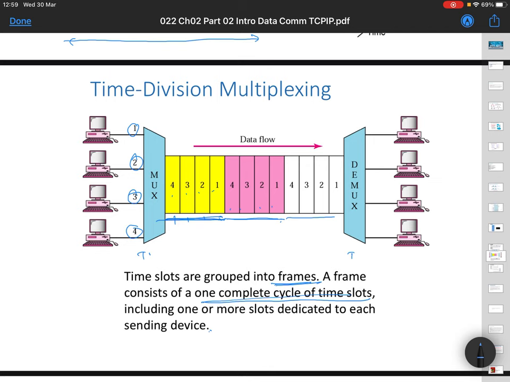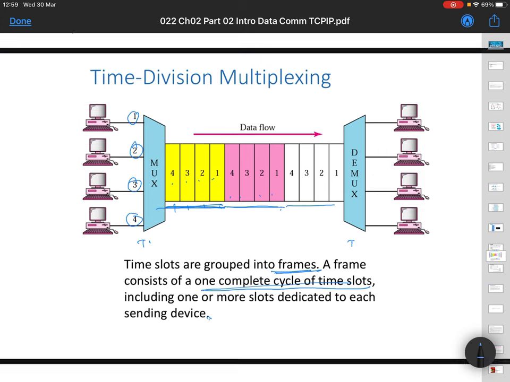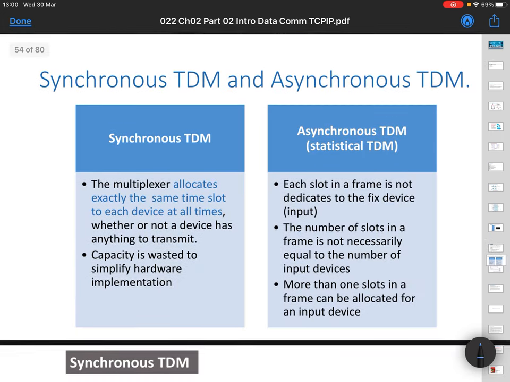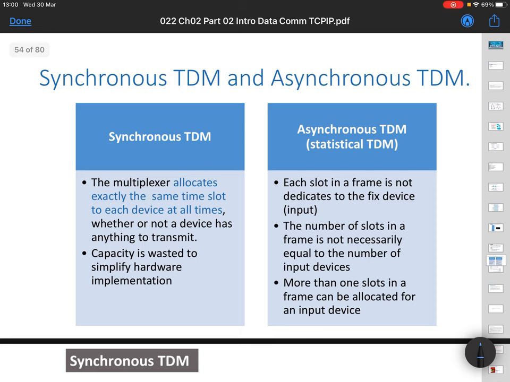Okay, including one or more slots dedicated to each sending device. Sometimes we have this, like the gap band in the previous example we have discussed before. Okay, we also have synchronous and asynchronous TDM. For synchronous TDM, the multiplexer allocates exactly the same time slot to each device at all times, whether or not a device has anything to transmit. Capacity is wasted to simplify hardware implementation.